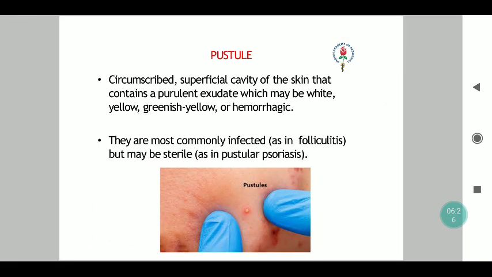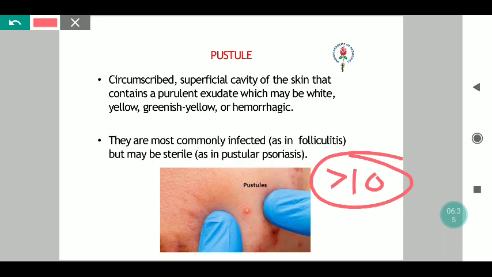One point I would like to highlight, pustules are a common normal finding in newborns. A cluster of more than 10 pustules is significant for neonatal pustulosis to consider neonatal sepsis.